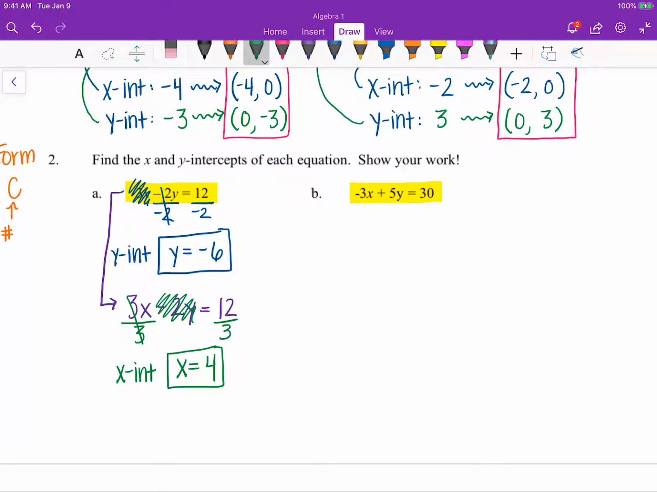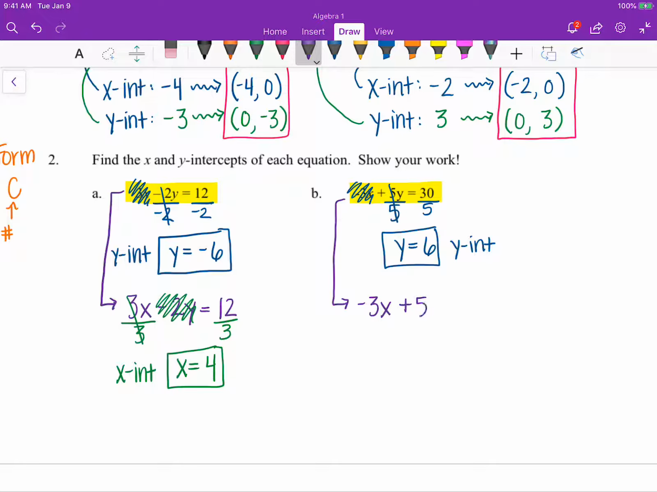So for part B then, I can do the same thing. I'm going to cover up the first piece of the equation, and all I need to do then to get y by itself is divide both sides by 5. That cancels those 5s out and gives me that y equals 6. So that right there is my y-intercept. Now if I rewrite the same exact equation that I had up here, the equation was -3x plus 5y equals 30. And now I'm going to cover up the other piece.